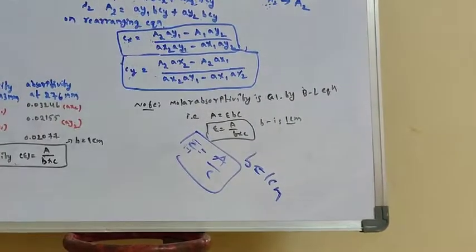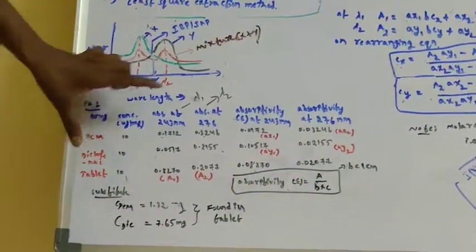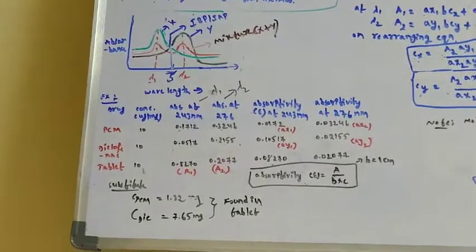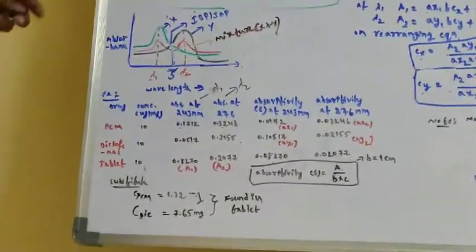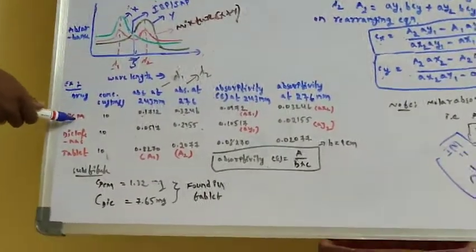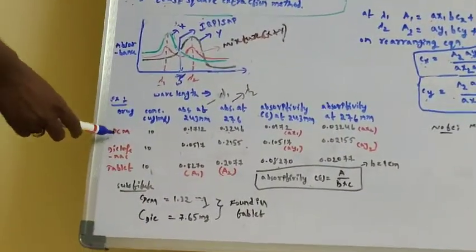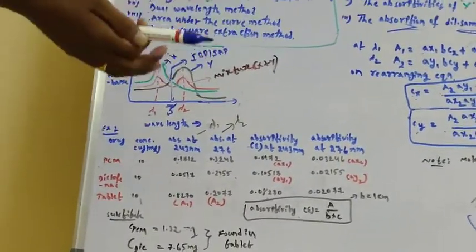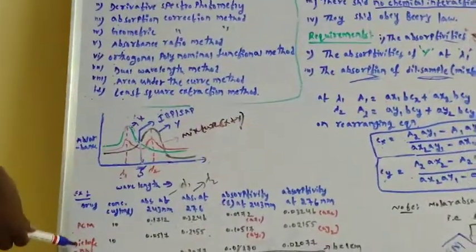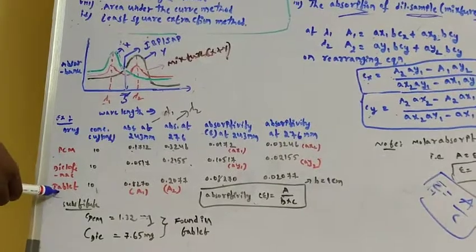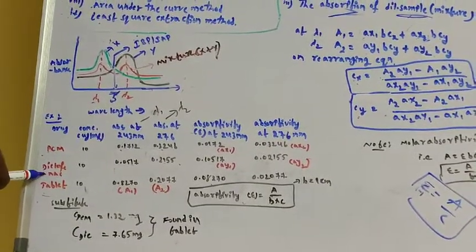For better understanding, I have taken experimental values. By using simultaneous equations, we can determine the concentration present in the mixture, in the tablet. Here the drug category is paracetamol and diclofenac in a tablet. I have prepared standard solutions of paracetamol and diclofenac. The tablet consists of both paracetamol and diclofenac.